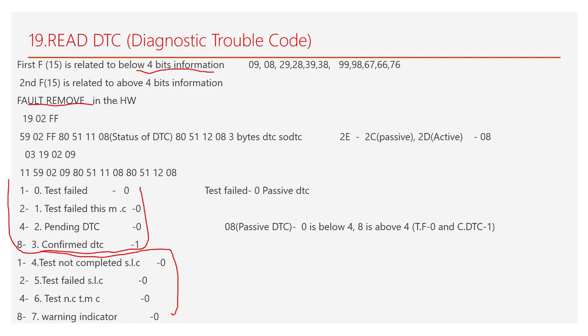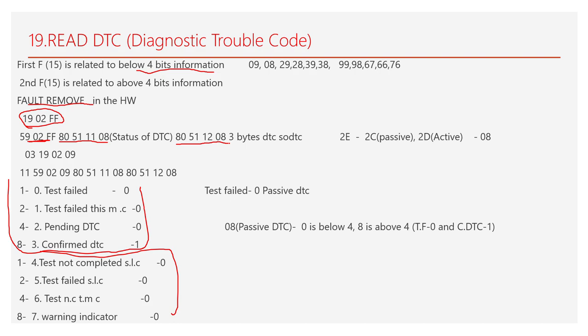To remove a fault in the hardware, we can remove the connections from the hardware bench setup, then we can check the DTCs. So if you see here, this is my request: the 19 service, sub-function 02, with FF given. What is the output I am getting? 59 02 positive response I have taken. FF, then 80 51 11 is the status, and the second one is 51 12 with its status.